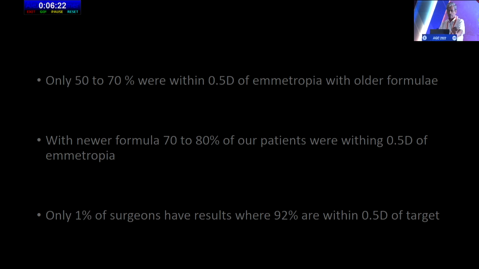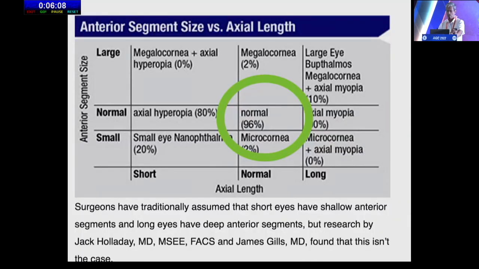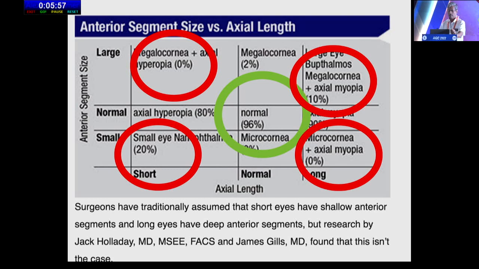Publications show that only 50 to 70% of our patients are within half a diopter of emmetropia with the older formulas. And with the newer formulas, 70 to 80% of our patients are within half a diopter of emmetropia. We saw that for a normal average eye where you're putting an intraocular lens of between, let us say, 20 and 22, any formula will do well. But if you have a short eye, a microcornea, or unusual eyes, the old two-variable formulas are not enough.